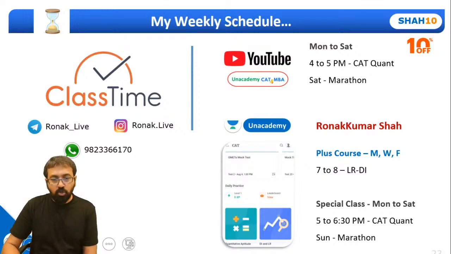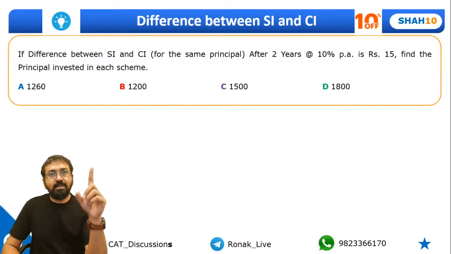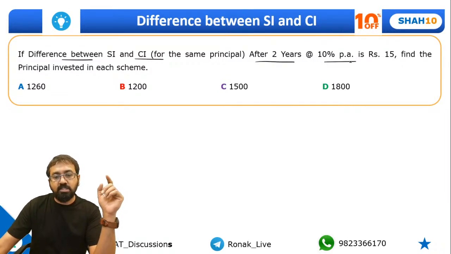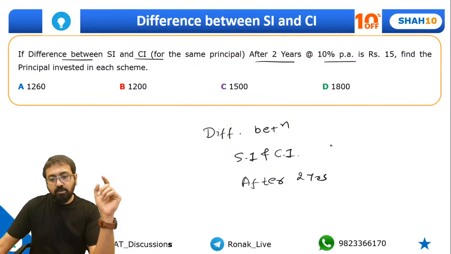We'll continue tomorrow with the same, because we need to discuss a few more concepts. The concepts that we are going to discuss tomorrow is this one, difference between SI and CI after 2 years. So there is a formula. The difference between SI and CI after 2 years is equal to straight away P into R square upon 100 square.